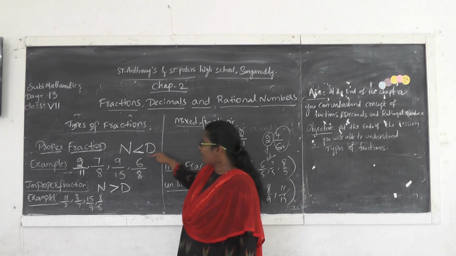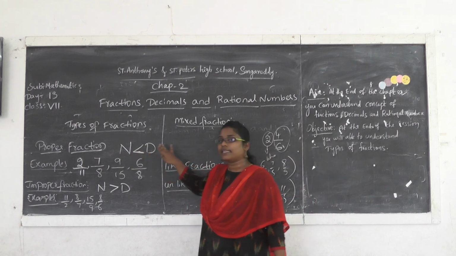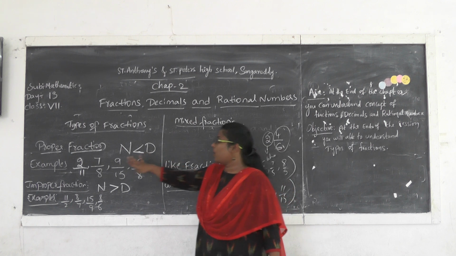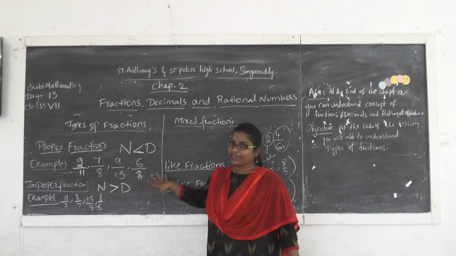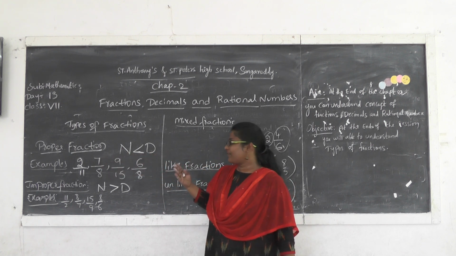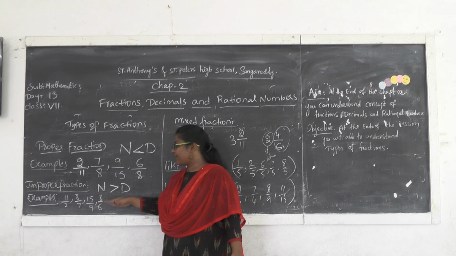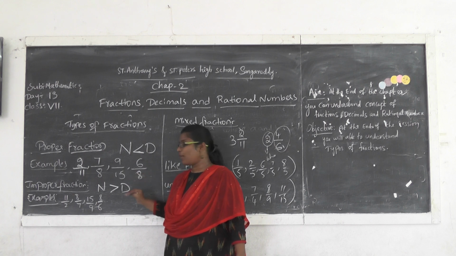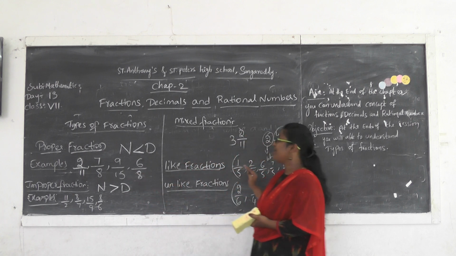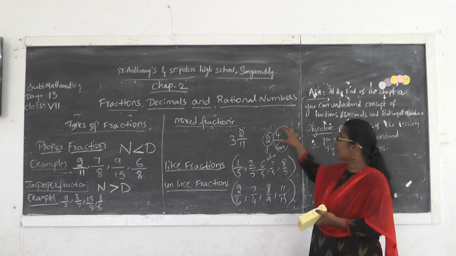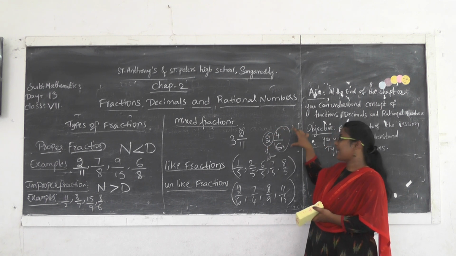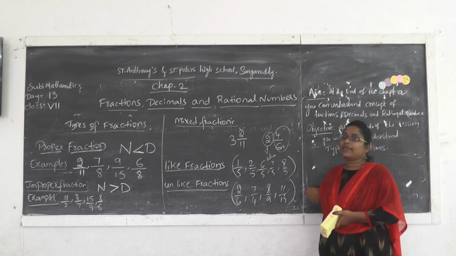What is meant by proper fraction? The numerator should be smaller than the denominator. All the numerators should be smaller than the denominator. Then that comes under the proper fraction. If in a fraction the numerator is greater than the denominator, then it comes under improper fraction. Mixed fraction is nothing but a combination of a whole part and a fraction part.